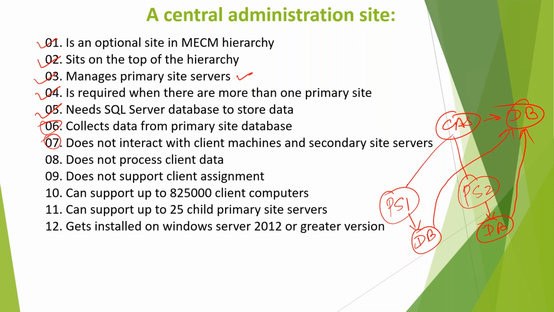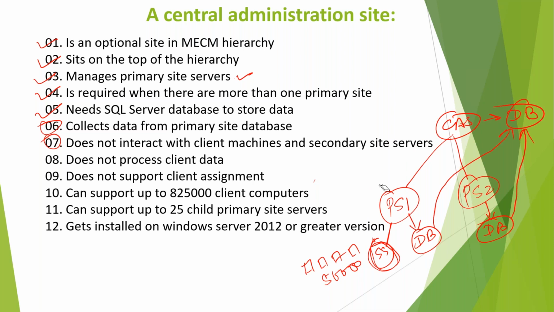It does not interact with the client machines. For example, you have thousands and thousands of machines, let's say 50,000 machines. Who will manage these 50,000 machines? Either primary or secondary. CAS will not be managing these machines. CAS has nothing to do with these client machines. Plus, if you have a secondary site server, secondary will always come below primary, at the bottom of the hierarchy. CAS does not have anything to do with the client machines or the secondary.